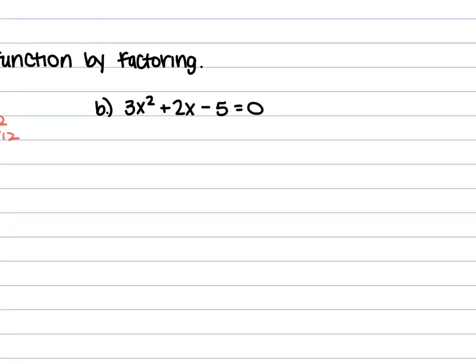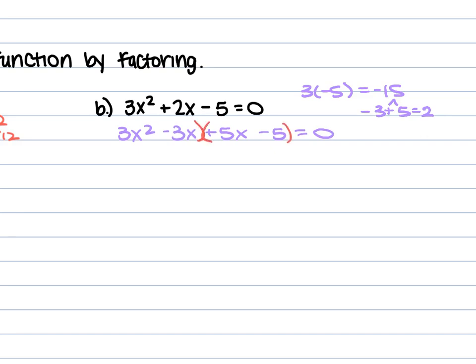For B, we have 3x squared plus 2x minus 5 is equal to 0. So this one's already set equal to 0, not f of x. So we don't have to change anything there. We start by multiplying the 3 and the negative 5. 3 times negative 5 is negative 15. Your factors of negative 15 that add up to be 2. 3 and 5 are our factors, so the 3 would have to be negative, the 5 would have to be positive to give us the positive 2. So we're going to rewrite this as 3x squared minus 3x plus 5x minus 5 is equal to 0.